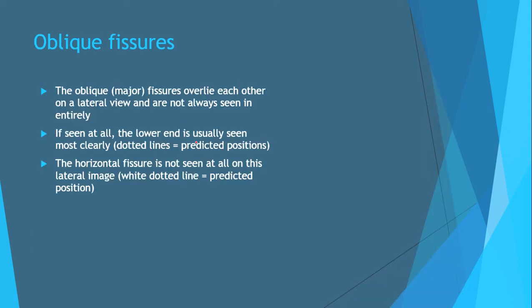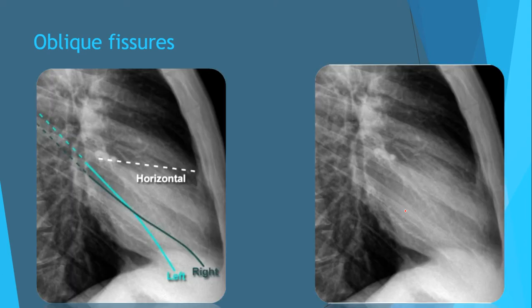Go further. Oblique fissures. The oblique major fissures overlie each other on the lateral view and are not always seen entirely. If seen at all, the lower one is usually seen most clearly; dotted lines show the predicted position. The horizontal fissure is not seen at all on this lateral image; white dotted line shows the predicted position. Try to compare these two films.